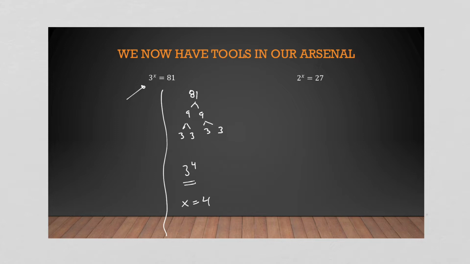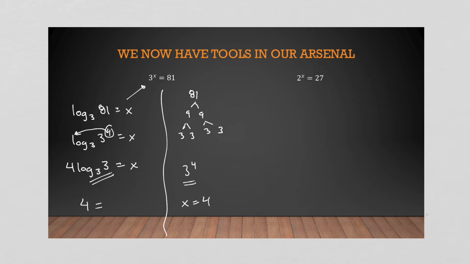So the first thing we would do is we would change it to log form. So log base 3 of 81 equals x. And then we know that 81 is 3 to the power of 4. We would then use our power rule to bring the 4 down. So 4 log base 3 of 3. And then we know that the log of the same base and the same object cancel out. So again, boom, x equals 4. So we get the same thing. Same result.